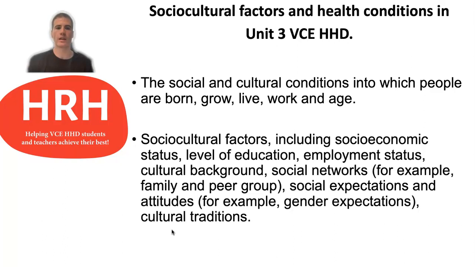So you can see there it lists some of those socio-cultural factors. So socioeconomic status, which you probably know is made up of income, occupation, and also education. But then it does give that separate example of level of education. It also mentions employment status, cultural background, social networks, and social expectations and attitudes, as well as cultural traditions. So there's quite a few different examples that you can use for sociocultural factors, probably more than there are for biological and environmental.